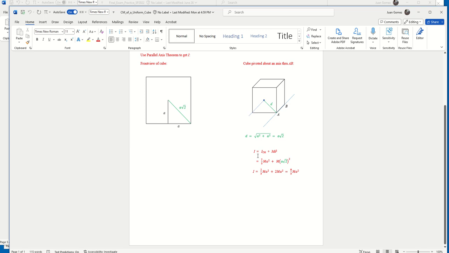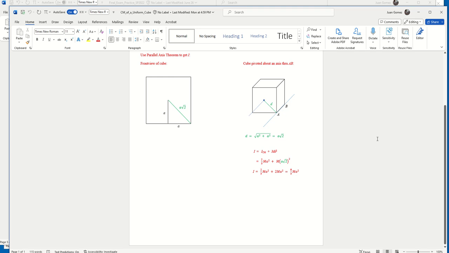Well, what is that I? Well, I is ICM plus MD squared. We know that for this cube, the ICM is 2/3 ma squared, then plus MD squared. Now you want to be a little bit careful. D is a√2, but it's D squared, so it's going to be a√2 squared. a squared is a squared, but √2 squared is 2. So you get I equal to 2/3 ma squared plus 2 ma squared, which is 8/3 ma squared. Remember, 2 is 6/3, and 2/3 plus 6/3 is 8/3.